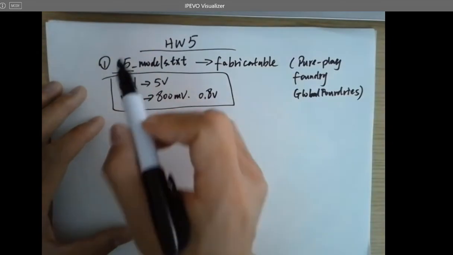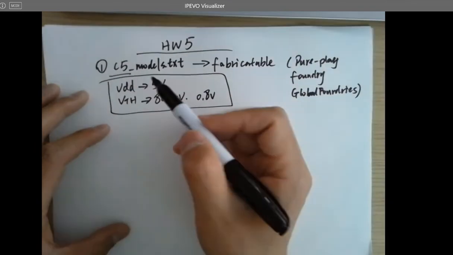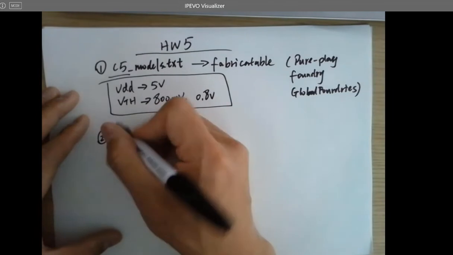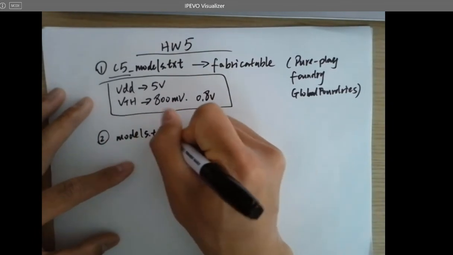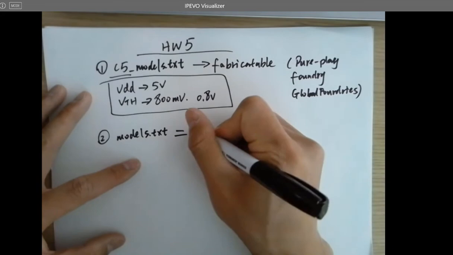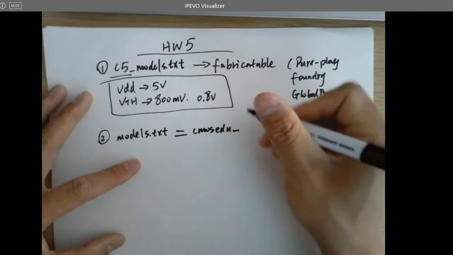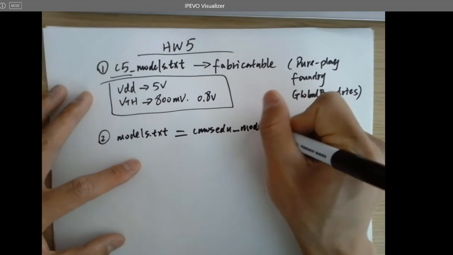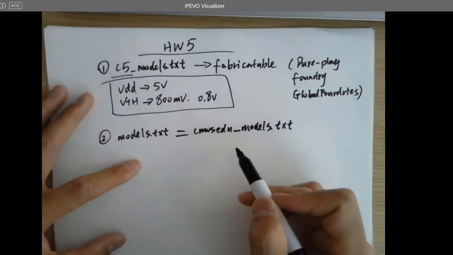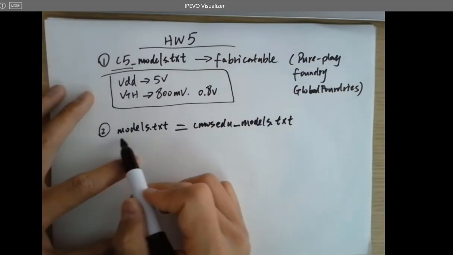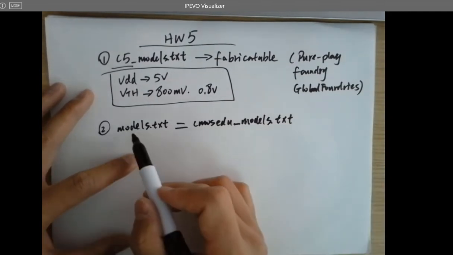And I don't have another name for this model file. It's always C5_models.txt. And then there's another one, called models.txt. It's the same as CMOSedu_models.txt. They are exactly the same files. The reason I make it shorter is because every time I have to type such a long name, I just directly rename it.